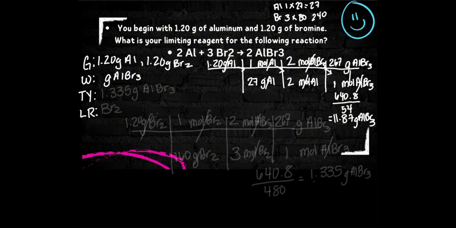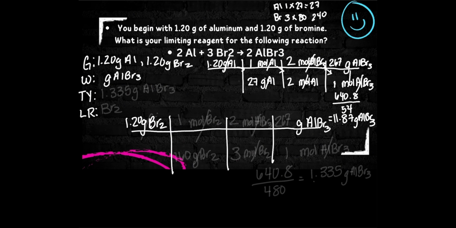Let's go ahead and start with our second railroad track, for our second given. Make sure that you have enough space, because if you don't have enough space, it will cause you to mess up. So your second given is 1.20 grams of Br2. And then your 1 is still going to be the same, grams of AlBr3.